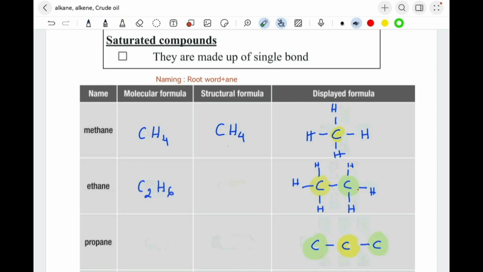When we are writing the structural formula, let's take this part as the first part: 1 carbon and 3 hydrogen. So I will write it as CH3, and the other part, the green carbon, CH3. Structural formula: CH3 and CH3.